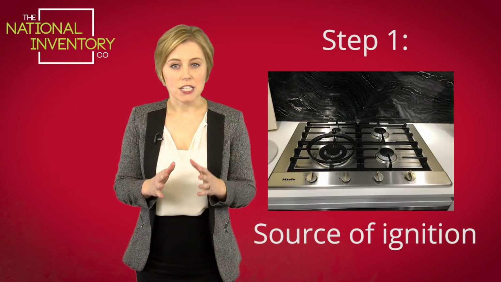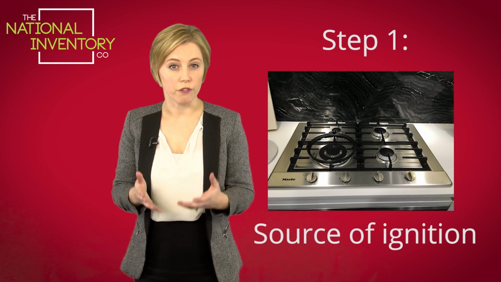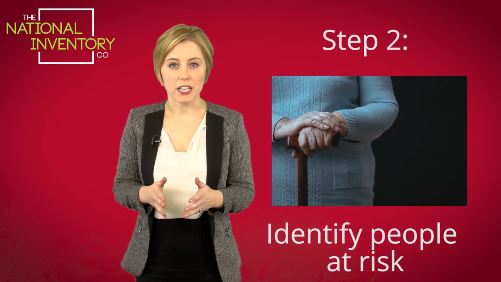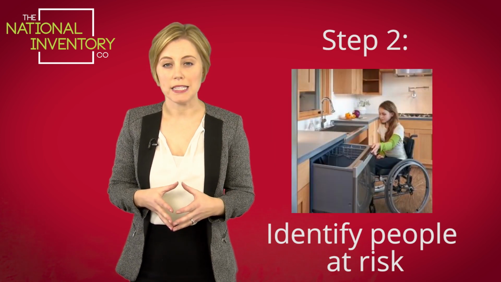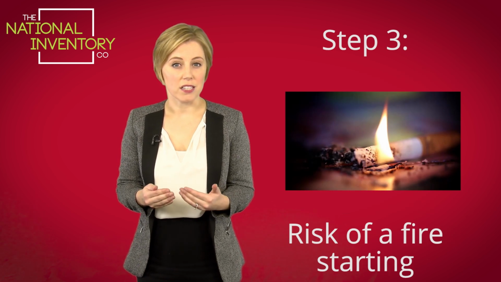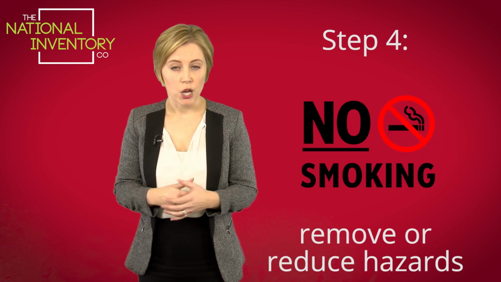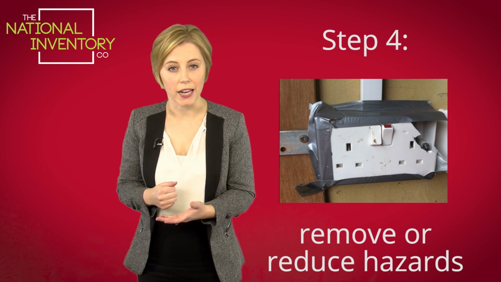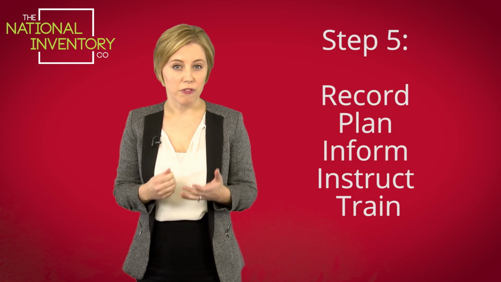Step 1. Identify all fire hazards that could be a potential source of ignition, a source of fuel and a source of oxygen. Step 2. Identify the people at risk as the people in and around the premises and people who are especially vulnerable. Step 3. Evaluate the risk of a fire starting and evaluate the risk to people from a fire. Step 4. Remove or reduce fire hazards, remove or reduce the risk to people from fire and protect people by introducing fire precautions. Step 5.